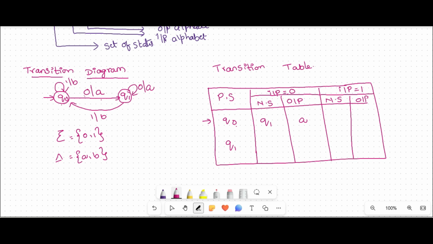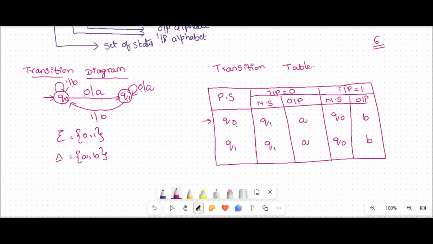Q0 with 1 is going to Q0 with the output B. Next, Q1 with 0 is going to Q1 and the output is A. Q1 with 1 is going to Q0 with the output B. That's all. This is the Mealy machine transition table. So that's all about the Mealy machine.